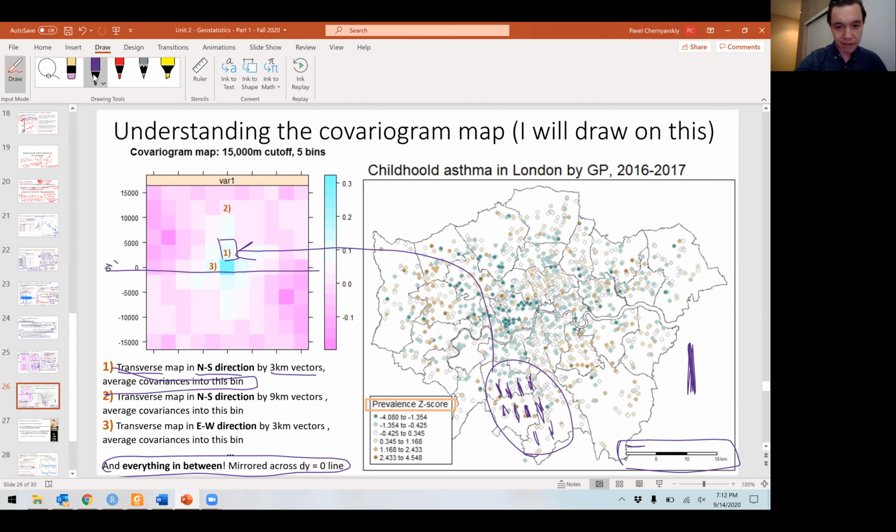So I traverse my map everywhere by 3-kilometer north-south distances. I take all of those points and I average my covariances and I put them right there. That's a positive covariance. So points are positively correlated to points that are 3 kilometers straight north of that. Why 3 kilometers? Because here I have a 15-kilometer cutoff with 5 bins, right? 1, 2, 3, 4, 5 bins. This stylus is going to be the end of me today.